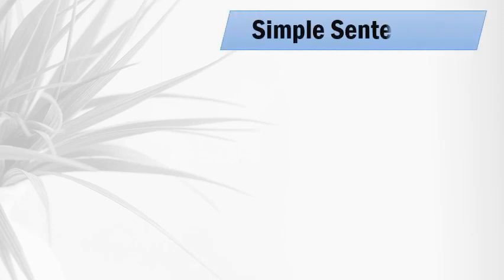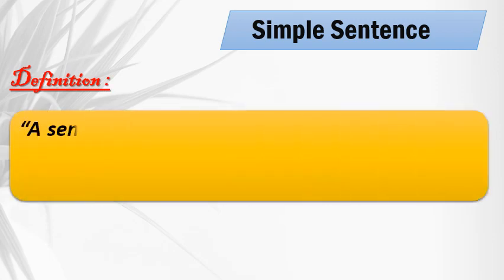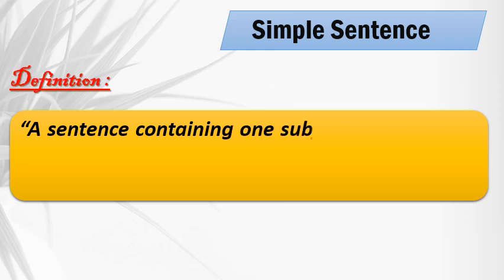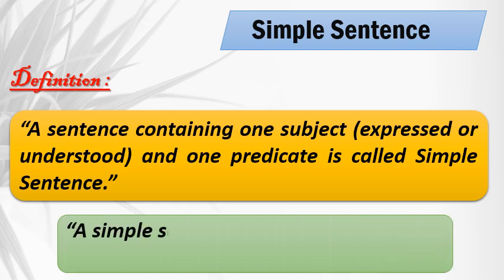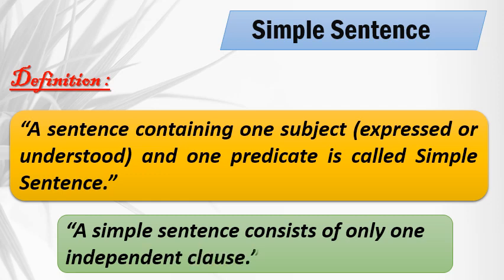What is a simple sentence? The answer to this question is: a sentence containing one subject, expressed or understood, and one predicate is called a simple sentence. A simple sentence consists of only one independent clause. You will not get any other clause, meaning you will not get any dependent clause in it. You will get only and only one independent clause, one subject and one predicate in it.